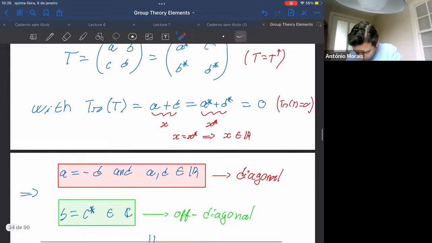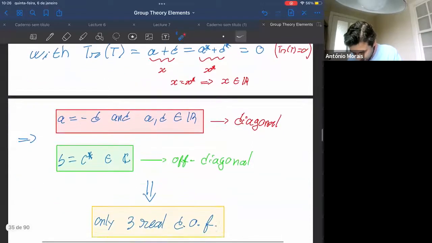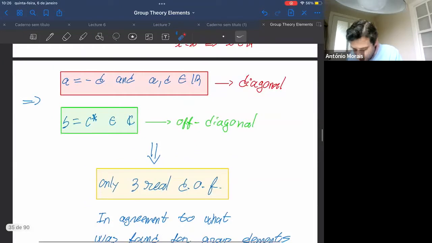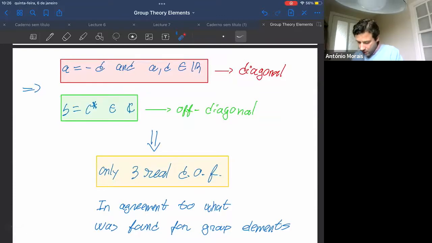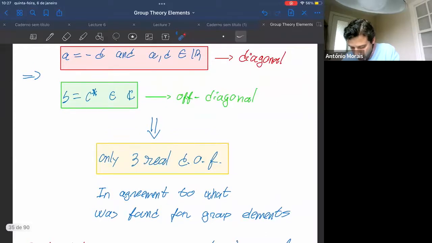For the off-diagonal elements, they are complex in general. So B equals C dagger, and they are complex. So once again, how many real degrees of freedom do we have, without a surprise? So we have A and D, which are real, so 2 degrees of freedom, and we have another. Sorry, A equals minus D. So this is 1 degree of freedom, and then 2 complex parameters here, which gives 3 real degrees of freedom. And this agrees with what we have found above, essentially.